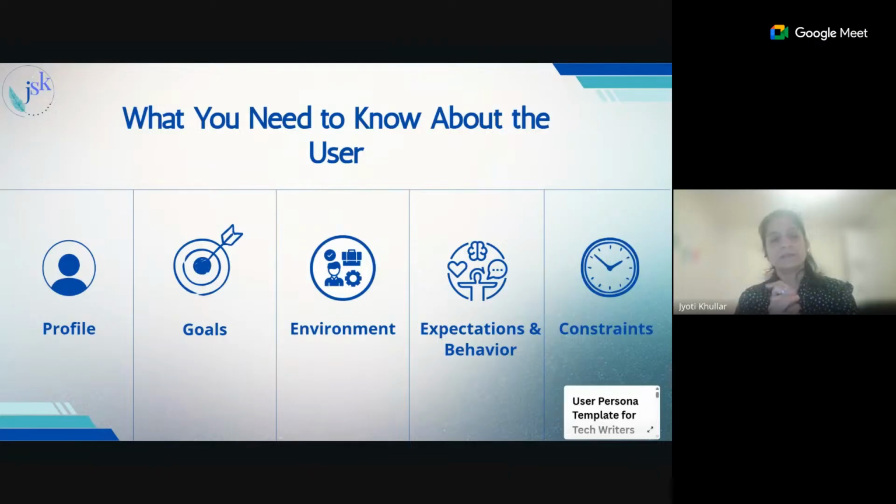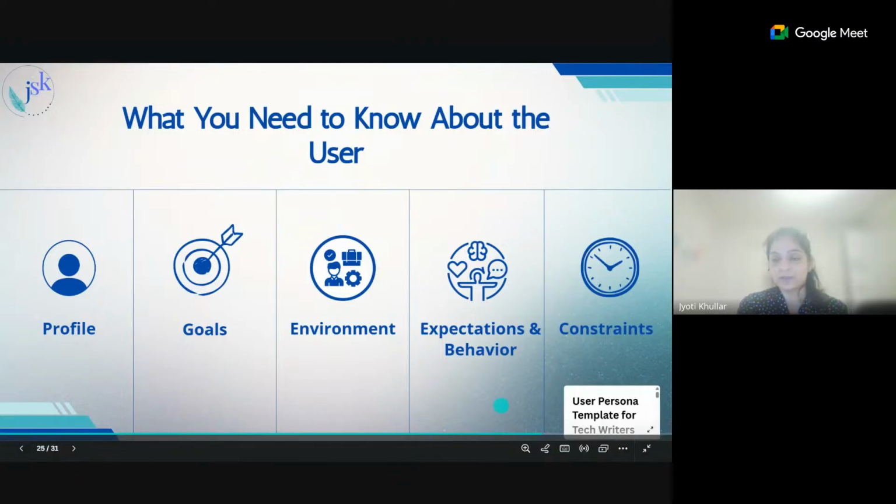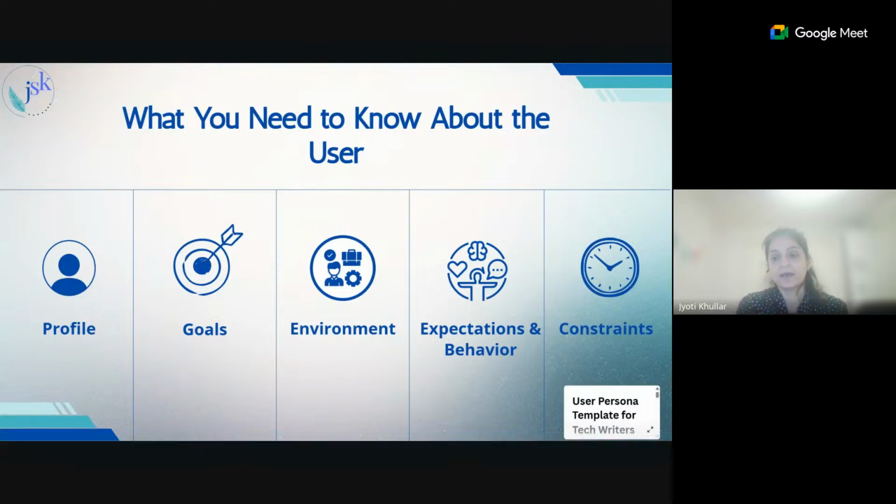Before we start documenting, we must know who is going to use it, right? As in what that person does, their profile: what is their age, where do they live, what do they do, what are the goals they're trying to achieve, what is the environment they are using the product in, what are their expectations and behavior, what are the limitations, the problems they face, the constraints they have, so that your product and your documentation both can address that. So we will be making these user personas.